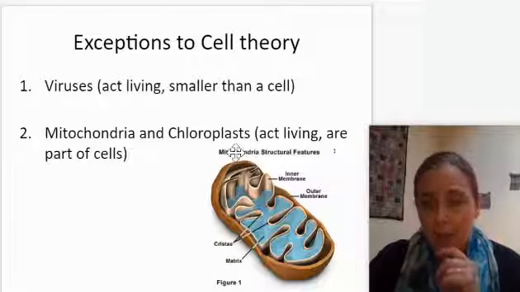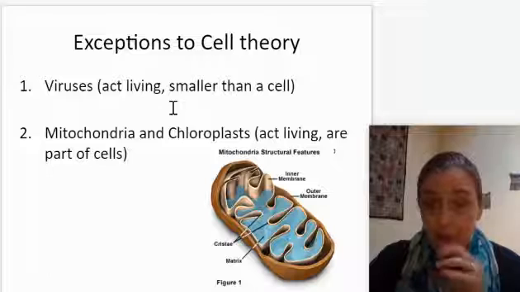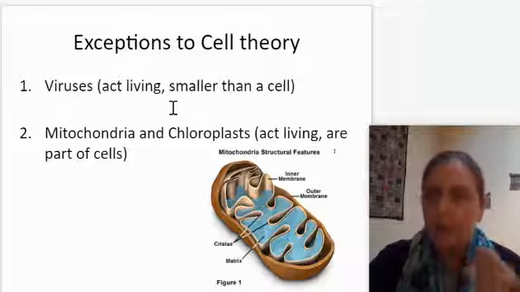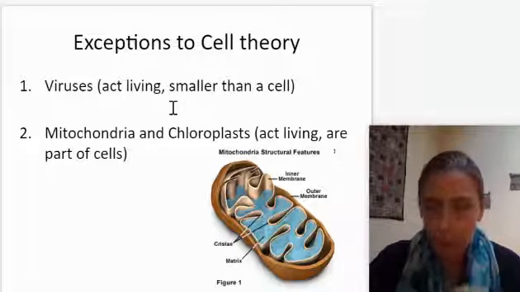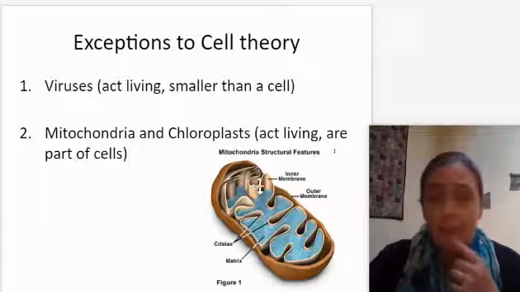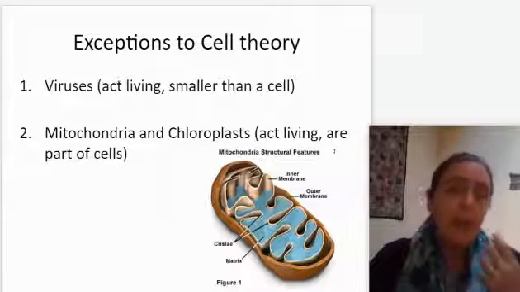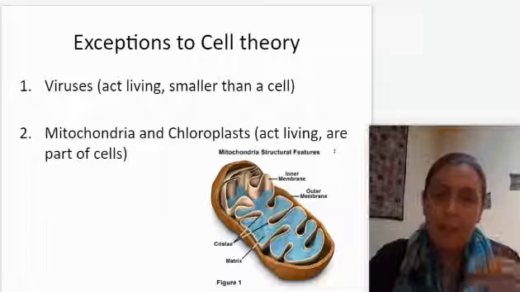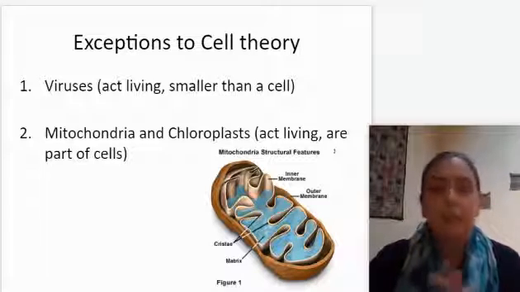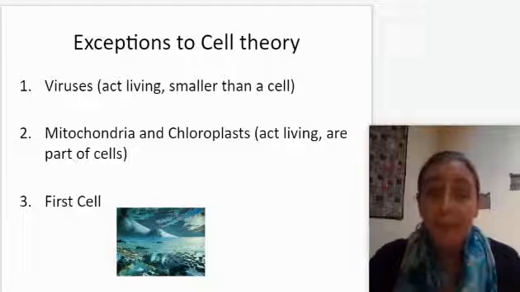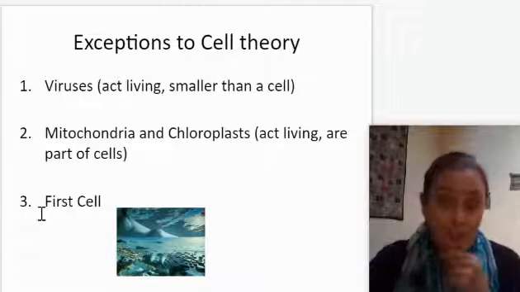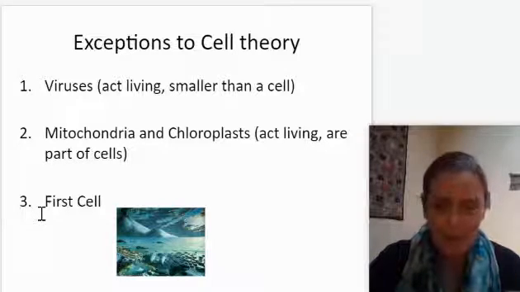Mitochondria and chloroplasts that we'll talk about later are parts of cells. They're organelles, like the nucleus or the cell membrane. They're parts inside of the cell. So they're not made of cells, but they also act living. They can reproduce on their own. They have some other functions that they do on their own that seem like they're living. So they're considered exceptions. And I said cells only come from pre-existing cells, so there's an exception to that.